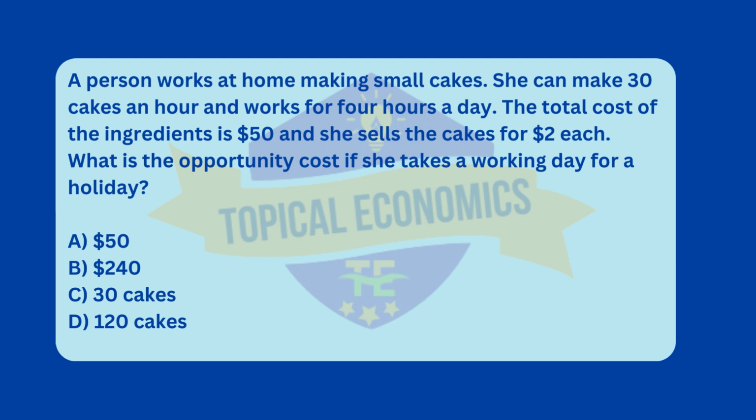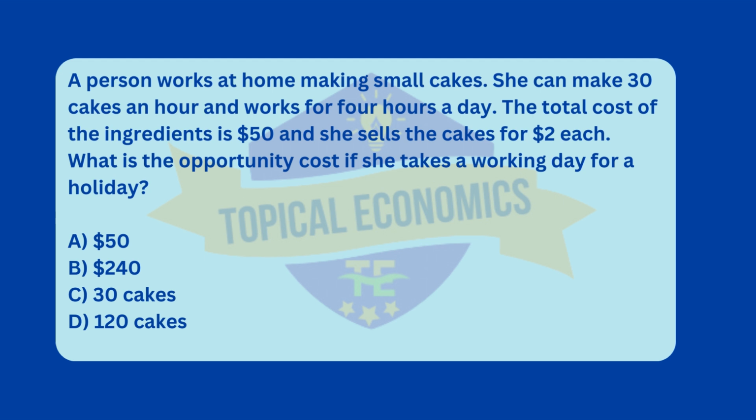This question is from year 2015 October-November version 3 paper. The correct answer for this question is option D, 120 cakes. Opportunity cost refers to the value of the next best alternative that is foregone when a choice is made. In this case, the person is taking a holiday instead of working for a day, and we need to calculate what she gives up by not working that day.